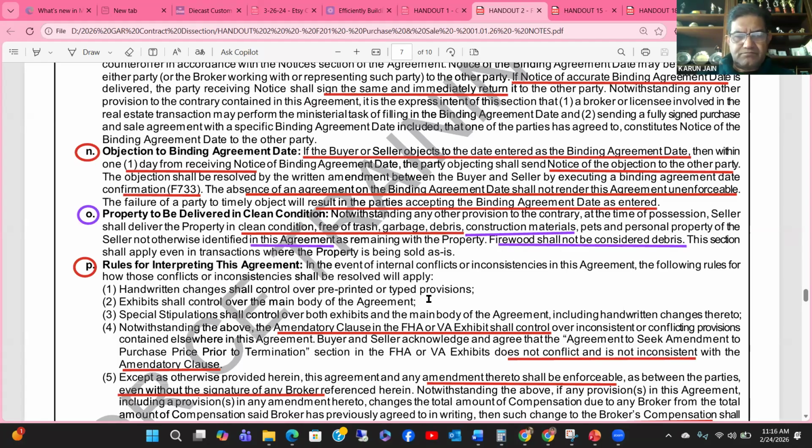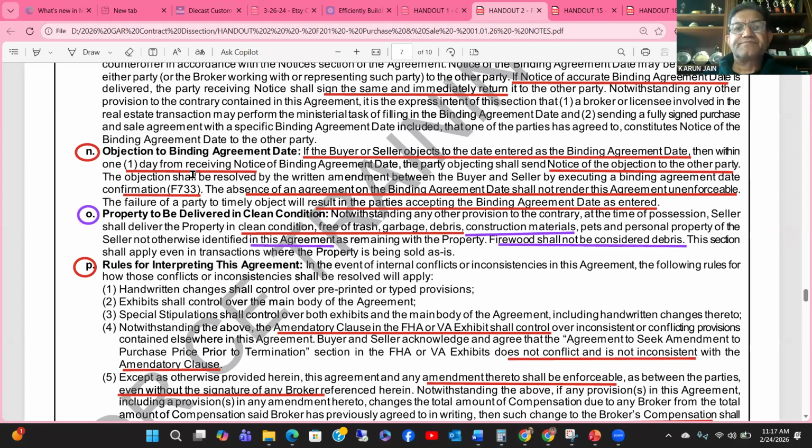So we know what the binding agreement date is, but here's an objection. If you object, you only have 1 day to put that objection out there. You have to use this form and say, no, the binding agreement date you have filled in is the 24th, but that's not correct. It is the 25th based on when you sent it back. And you send this and you get it corrected to the 25th.